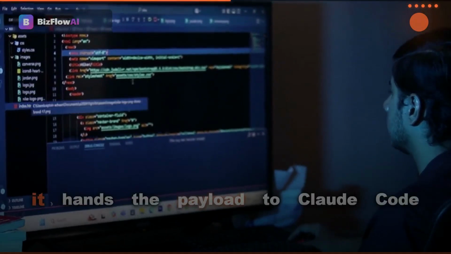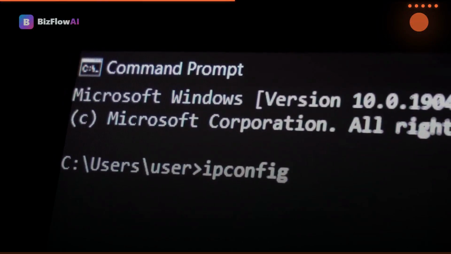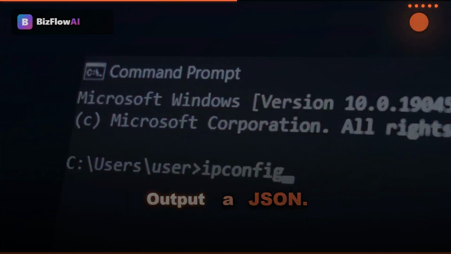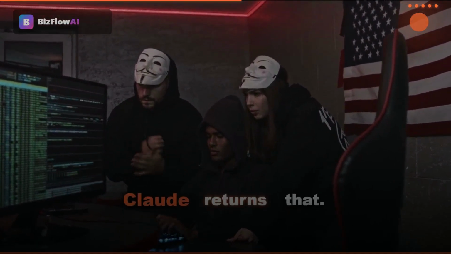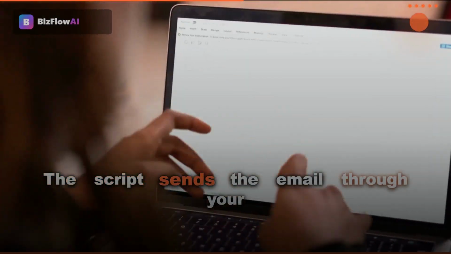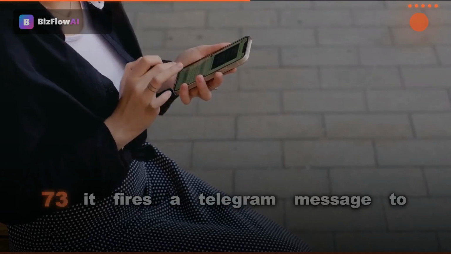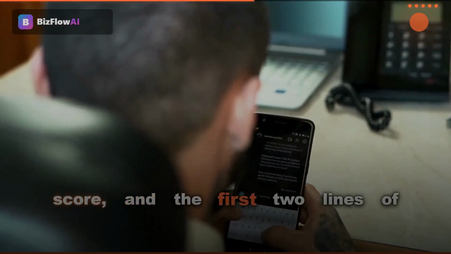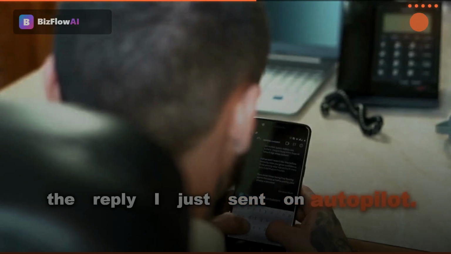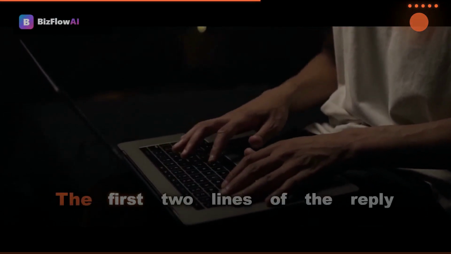When a lead lands, it hands the payload to Claude Code with a single prompt that says, read this lead. Apply the rubric. Output a JSON with the score, the tier, and the drafted reply. Claude returns that. The script sends the email through your SMTP or Resend. It appends a row to a Google Sheet, and if the score is above 75, it fires a Telegram message to my phone with the lead's name, score, and the first 2 lines of the reply I just sent on autopilot. Now let me walk you through a real lead going through this pipeline.